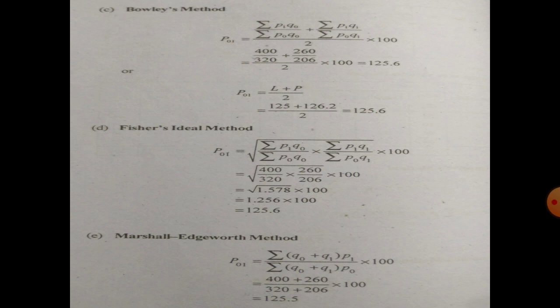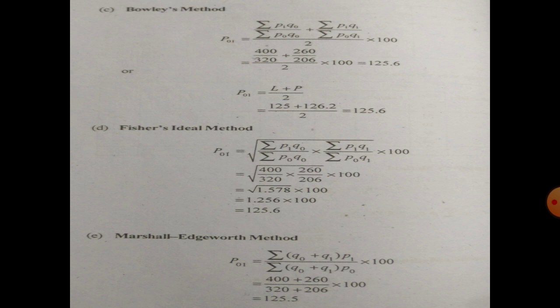Otherwise, you can calculate by the formula: square root of summation of P1 Q0 divided by summation of P0 Q0, into summation of P1 Q1 divided by summation of P0 Q1, into 100. The 100 will be outside. Inside the square root, we have the summations alone. So in the end, we get 125.6.